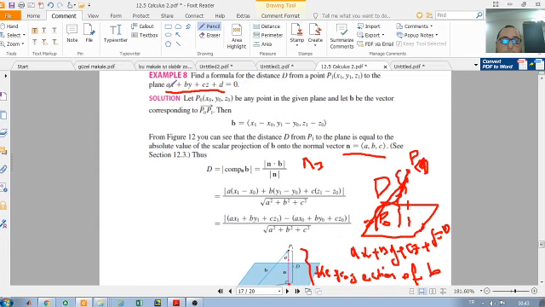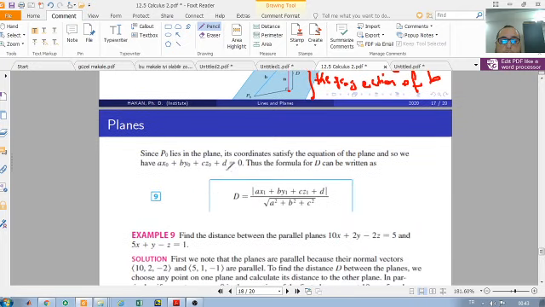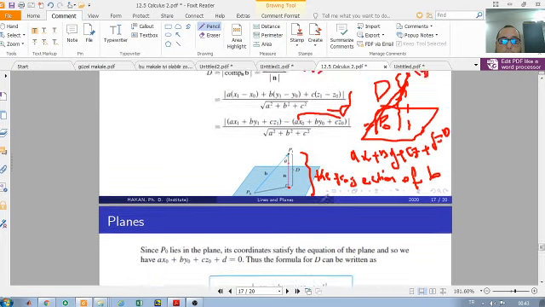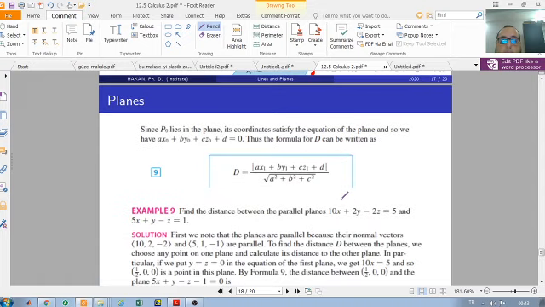So from here we have ax0 plus by0 plus cz0 is equal to minus d. So from here we write minus d, and we have another minus, they become plus d. So we have a formula for the distance from the point to the plane in three-dimensional coordinate system written here.